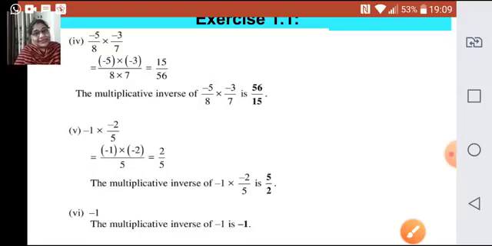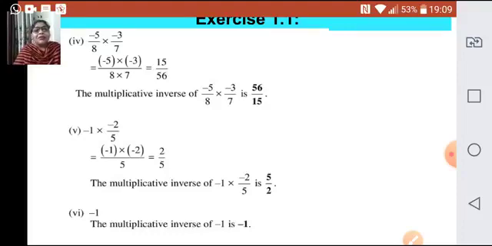Next one, again same, children. Negative 1 multiplied by negative 2 will be 2, ones are 2, but negative times negative is positive. So positive 2 whole divided by 5. And taking the multiplicative inverse of 2 upon 5 will be 5 upon 2.